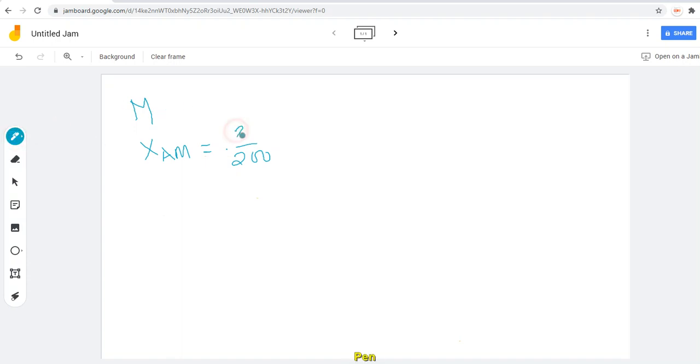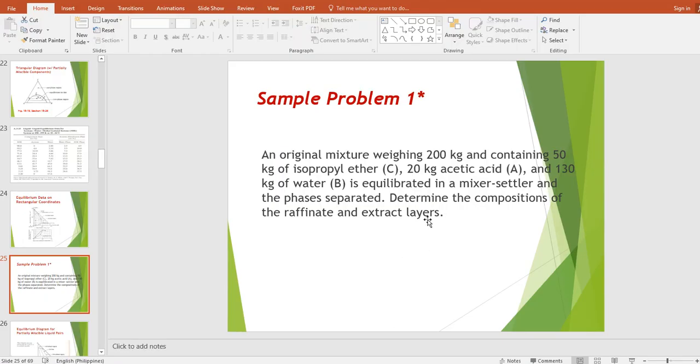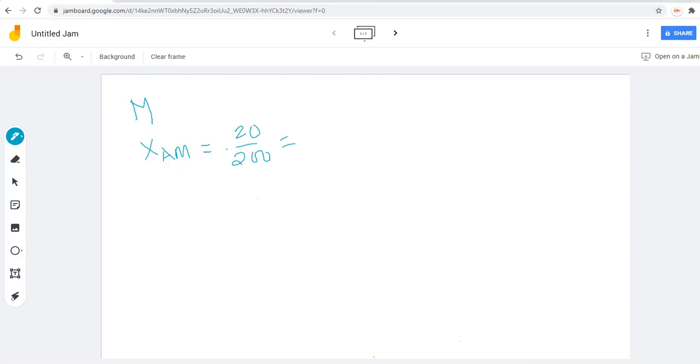So you have 20 here. So that's for your A. We'll go back to the problem later on to check if it's really 20. I forgot, so we'll check if it's really 20, so we won't have to keep on repeating. So our A is 20. So we go back to what we're doing here. And 20 divided by 200, that would be 0.10. So that's for your XAM.